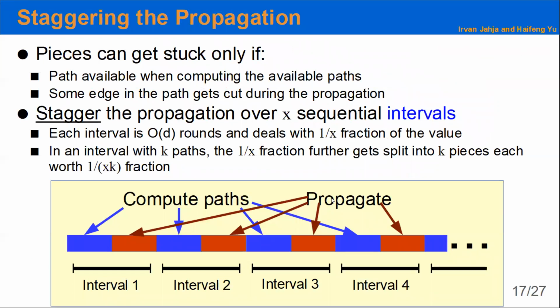So to repeat, a piece can only get stuck if the path was available when we computed the number of paths, but later some edge in the path got cut when the value is propagated. This leads to the following idea. We stagger the propagation and we spread our stakes. Specifically, we will divide the rounds into x sequential intervals, where each interval is O(d) rounds. Consider a node v. Each interval will only be responsible for propagating 1 over x fraction of this value to the root. Within each interval, we first compute the available paths and we propagate the values along those paths. Note that within each interval, we still need to do the propagation via all the paths. This means that the 1 over x fraction of the value will get split furthermore inside each interval into more smaller pieces.